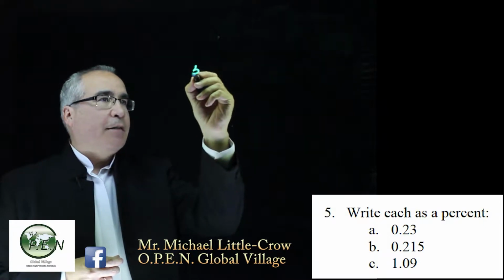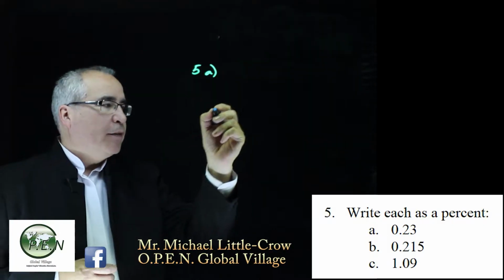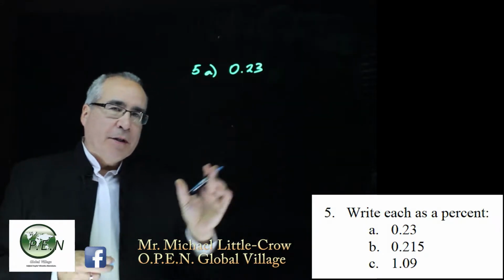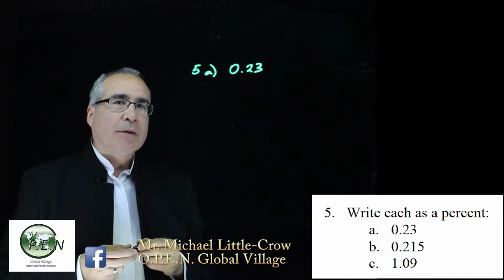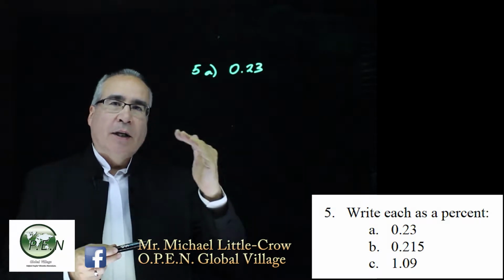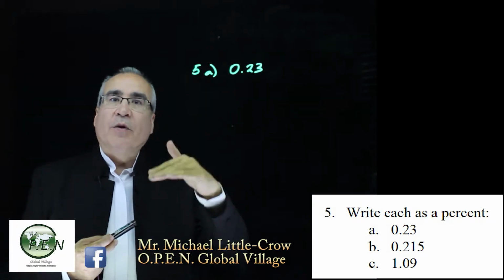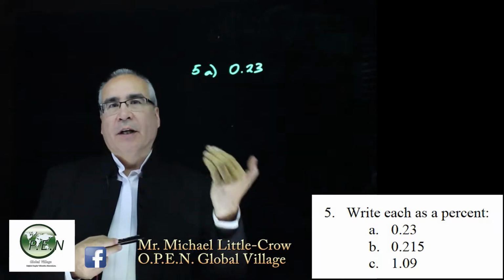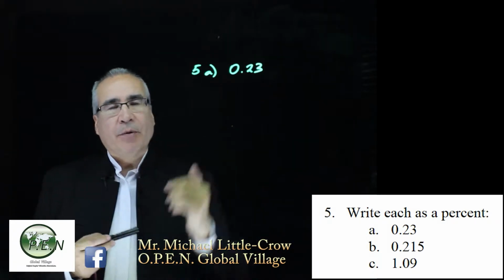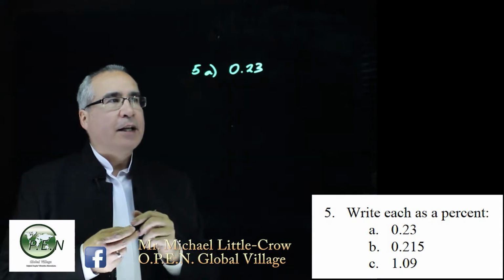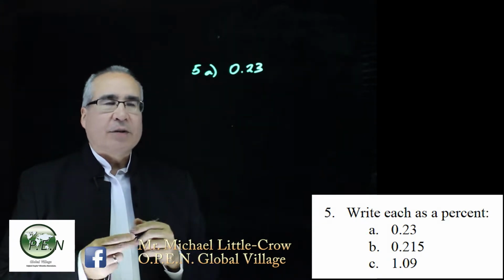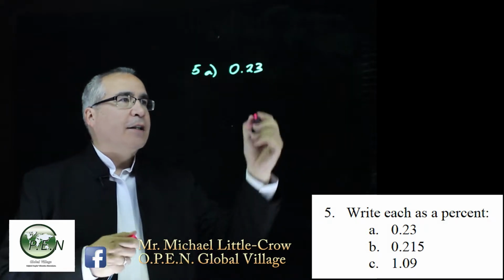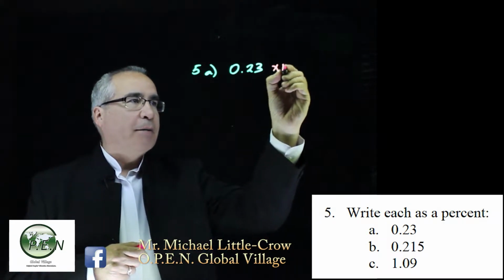So 5, the A part, is asking us to take 0.23. Now, if you remember in the first 4 questions, one of the first steps was multiplying by 100. So we're taking the fractional part, multiplying by 100. Well, 0.23 is a decimal. That's a decimal fraction, we could call it. So the way to turn it to a percent is always to multiply by 100.